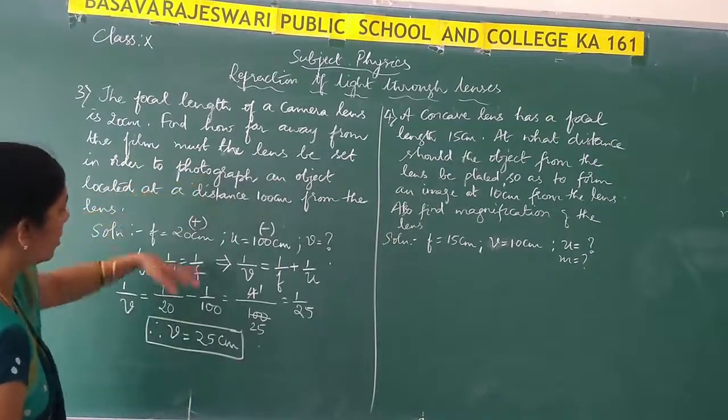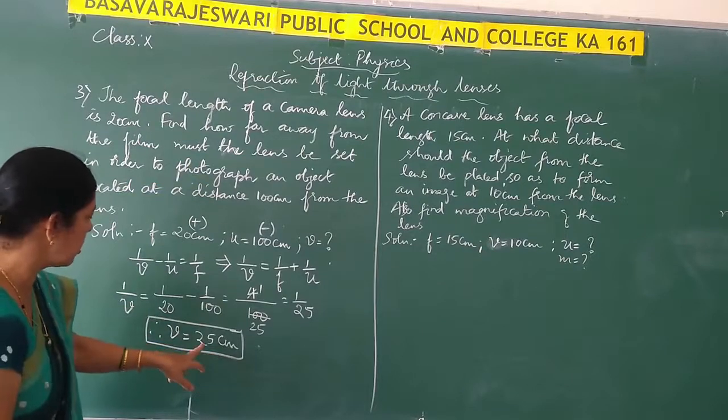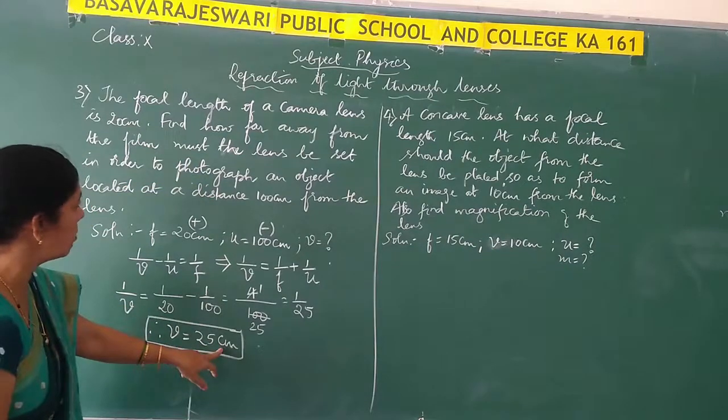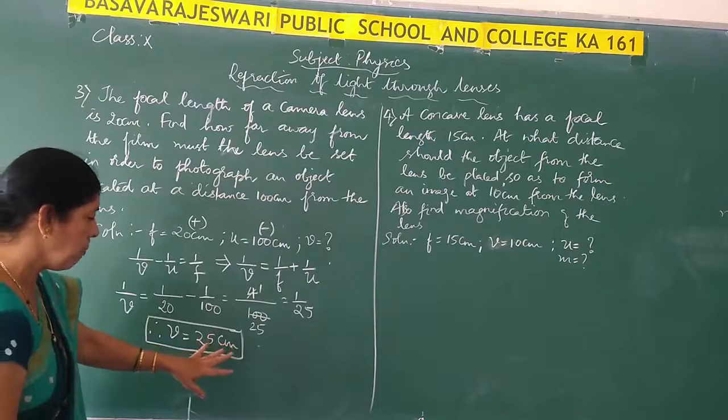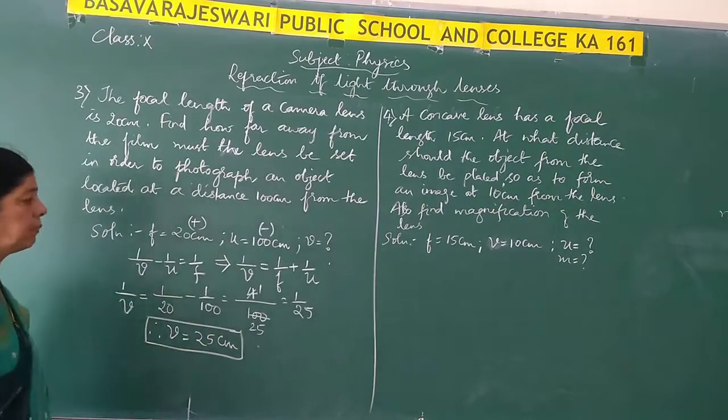So at what distance must the screen or the film be placed? The film must be placed at a distance of 25 centimeters, so as to obtain an image. Okay, so this will be the solution for this problem.